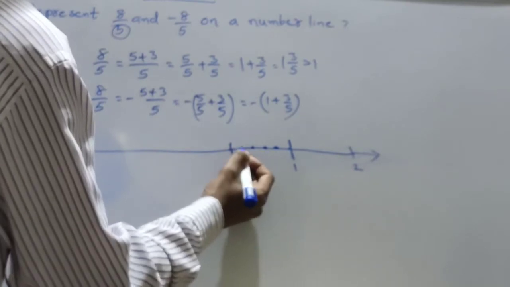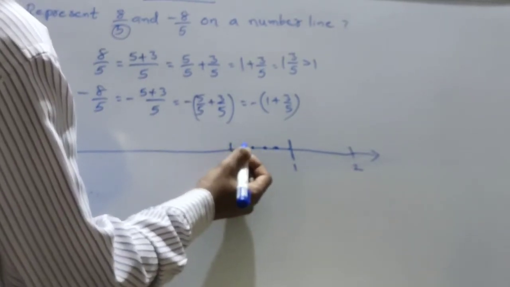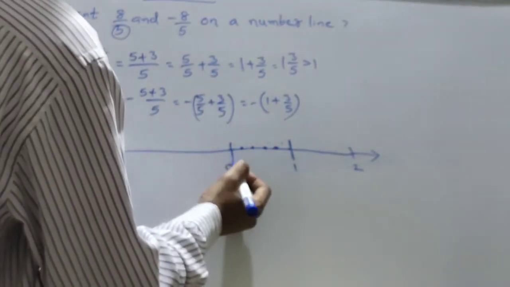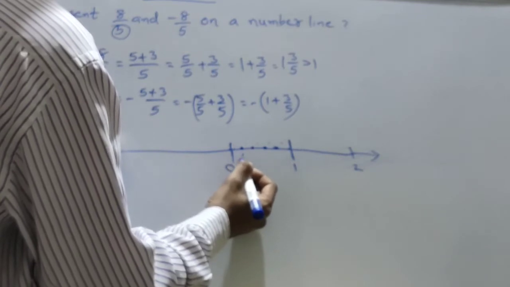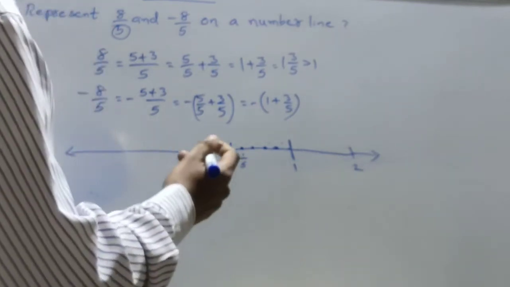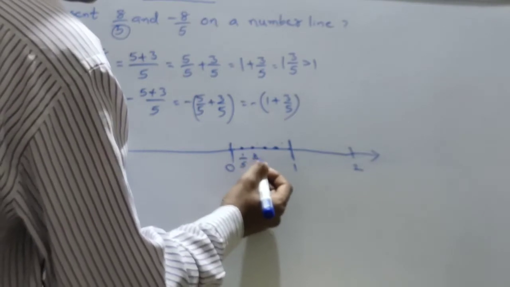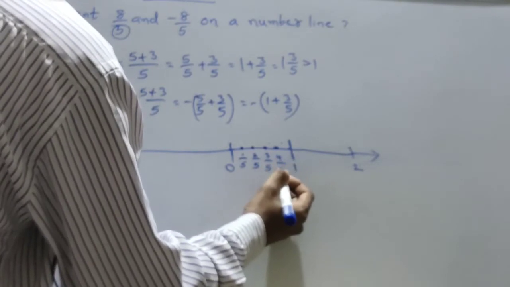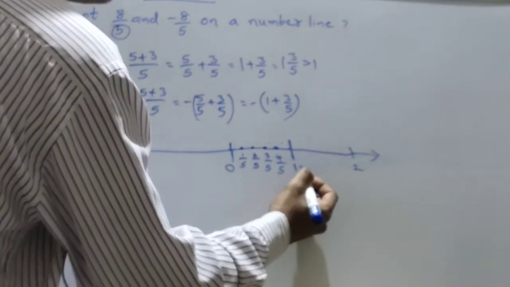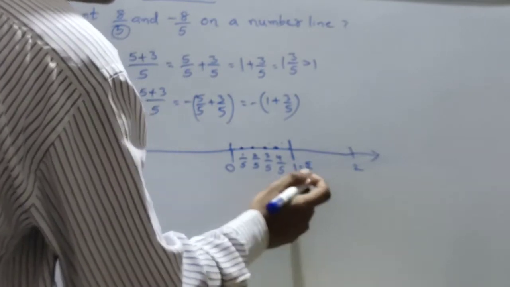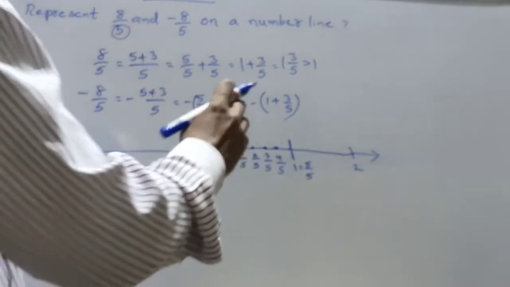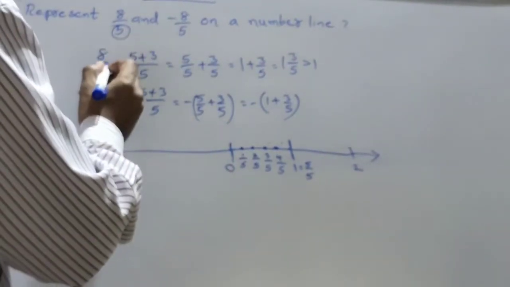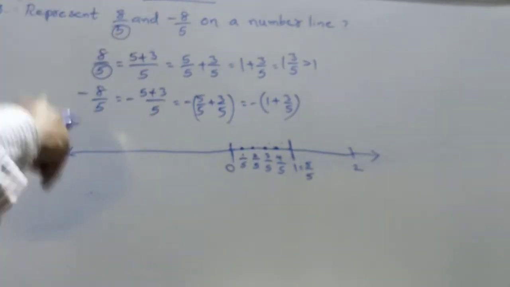So how many parts do we have? Count them: 1 2 3 4 5. That means after 0 up to here we have 1 by 5, the next 2 by 5, next 3 by 5, and the next 4 by 5, and 5 by 5 is nothing but 1. Like this you can represent fractions on a number line by concentrating on the denominator.